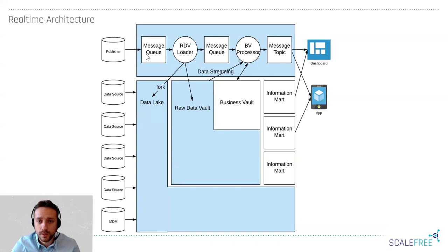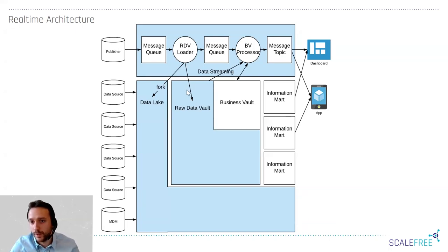The messages are then picked up by the raw Data Vault loader. This role is responsible for ingesting the incoming raw data into the raw Data Vault. In real-time systems, this is done directly into the raw Data Vault layer, and there's no need to store the data in the data lake per se. However, we recommend to fork all messages into the data lake. You can see here is one fork to the data lake and one to the raw Data Vault.